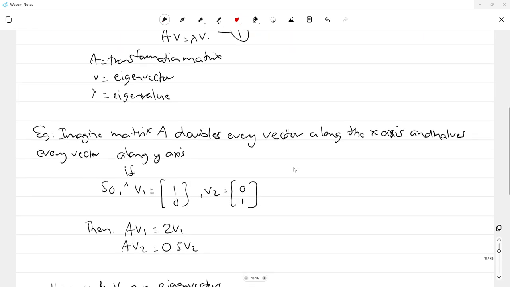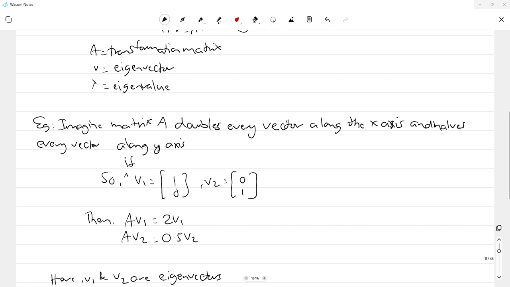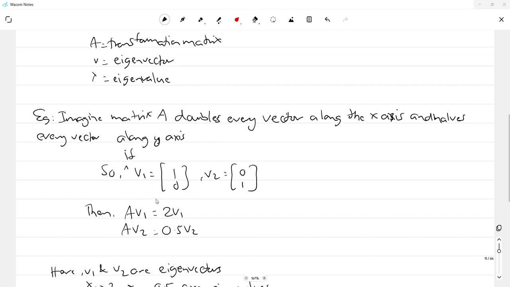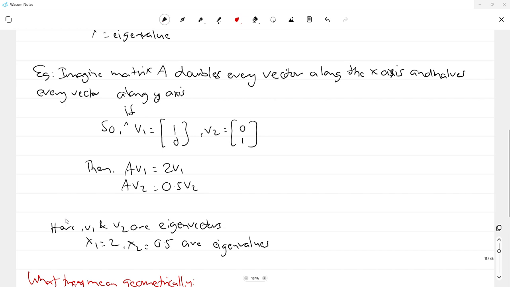We'll take another example. Imagine a transformation that doubles everything along the x-axis and halves everything along the y-axis. So in this particular case, we take A V1 equals 2 times V1 and A V2 equals 0.5 times V2. Here, V1 and V2 are eigenvectors, while lambda 1 equals 2 and lambda 2 equals 0.5 are eigenvalues. Basically meaning that x-axis and y-axis directions are eigenvectors and the scaling factors lambda 1 and lambda 2 are eigenvalues.